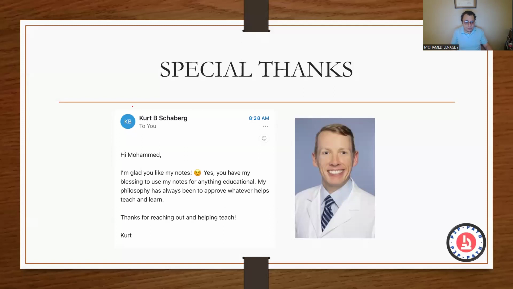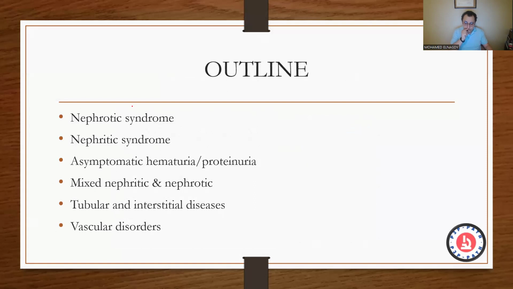So let's get started with our outline. We will go over the glomerulonephritis, of course. This includes the first four topics of the outline: the nephrotic syndrome, the nephritic syndrome, the asymptomatic hematuria / proteinuria, which is actually part of the nephritic syndrome. And some glomerulonephritis entities might present with both nephritic and nephrotic. So it's a kind of overlapping entity. It might present as both.